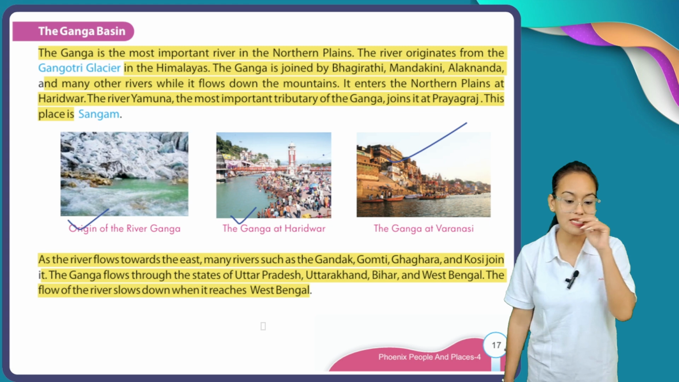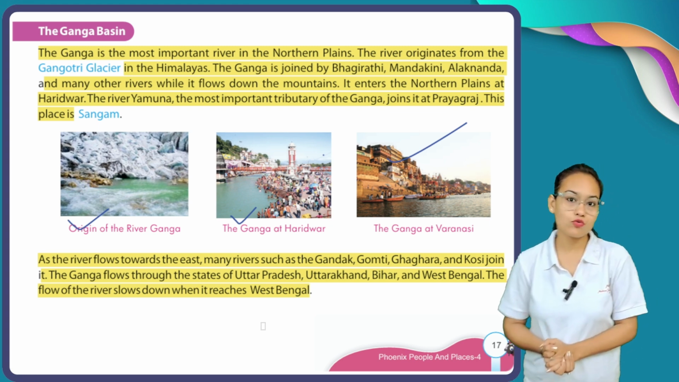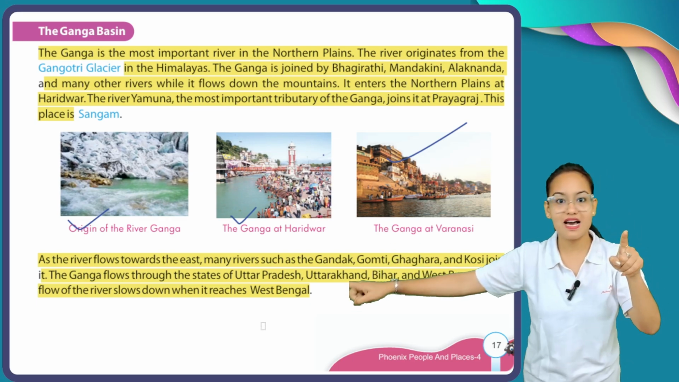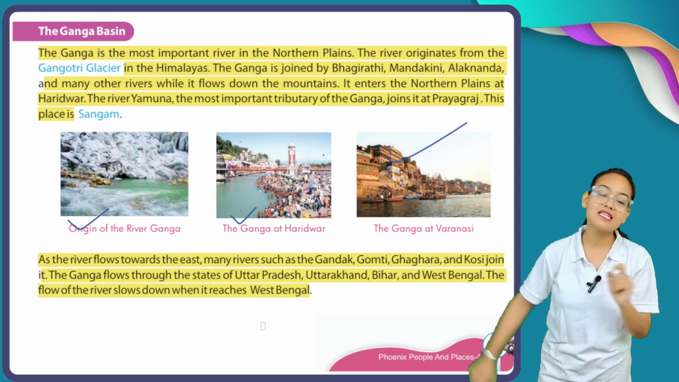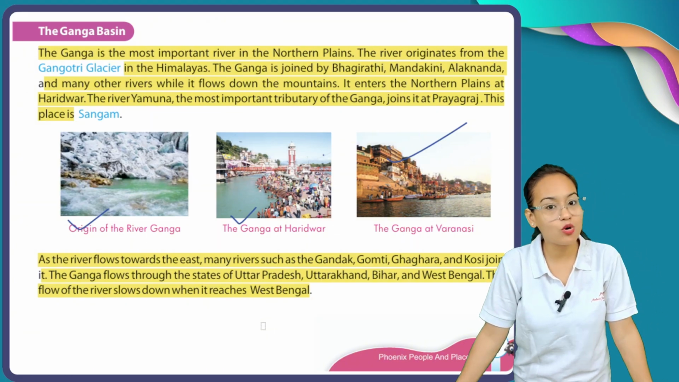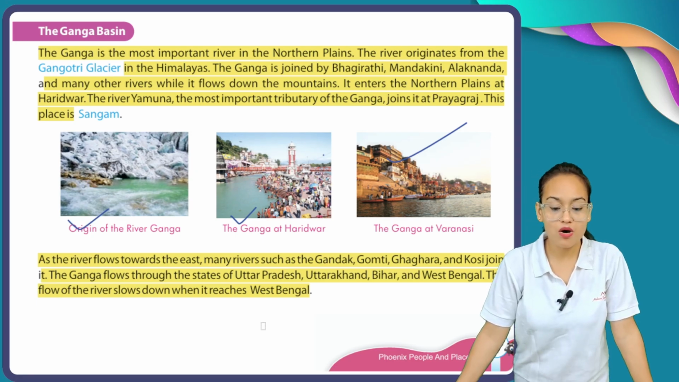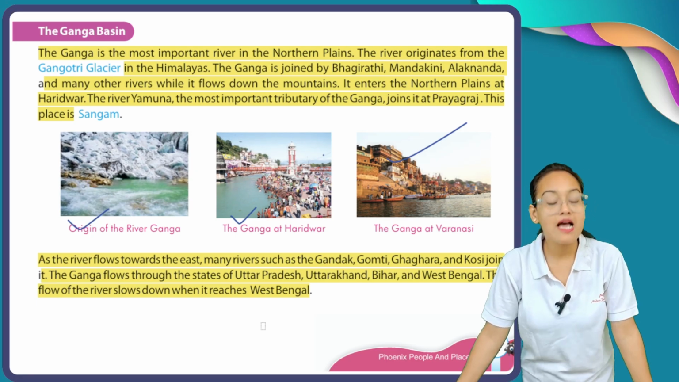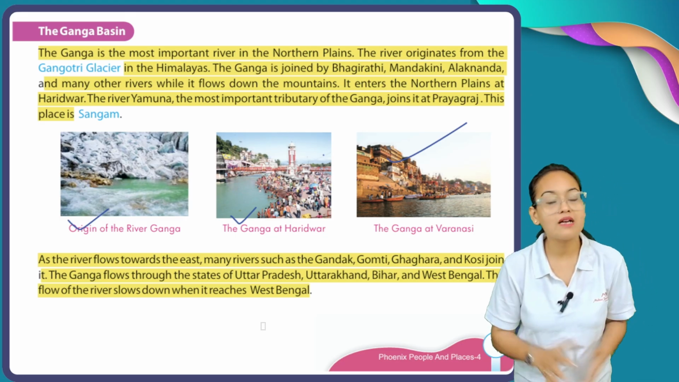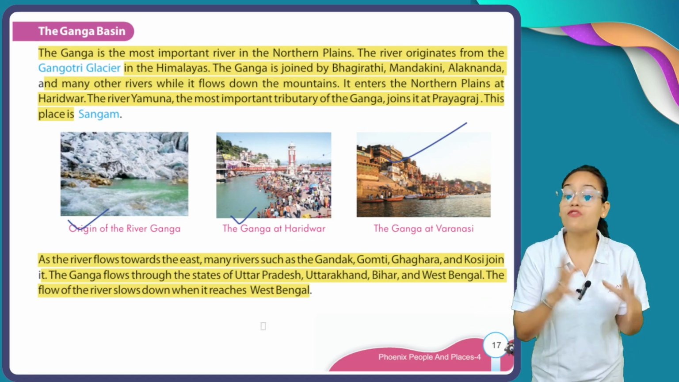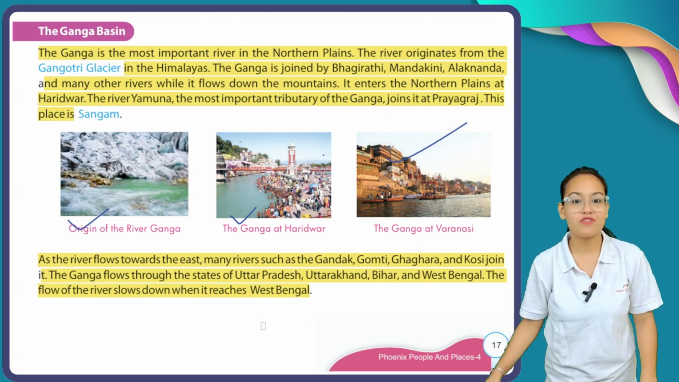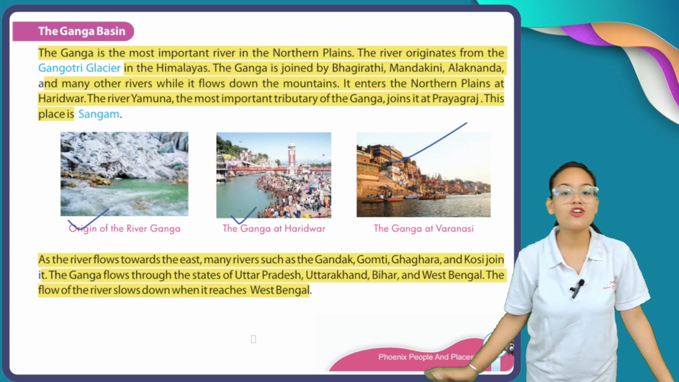So, my dear students, as you can see, Ganga is coming from the north direction and now it is going in the east direction. When it goes towards the east, many other rivers like Gandak, Gomti, Ghagra, and Koshi also join the Ganga river. The states through which the Ganga flows are Uttar Pradesh, Uttarakhand, Bihar, and West Bengal. The flow of the Ganga slows down when it reaches West Bengal. So this is all about your Ganga basin.